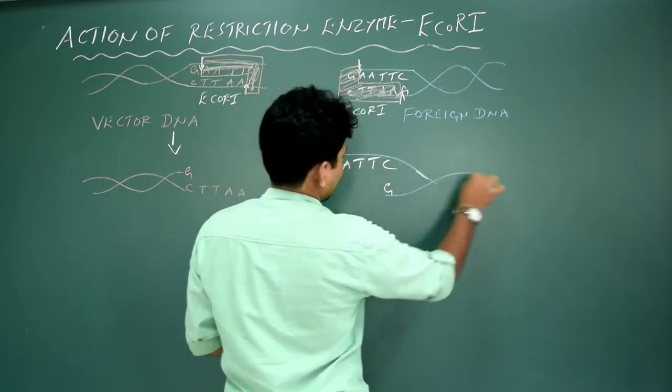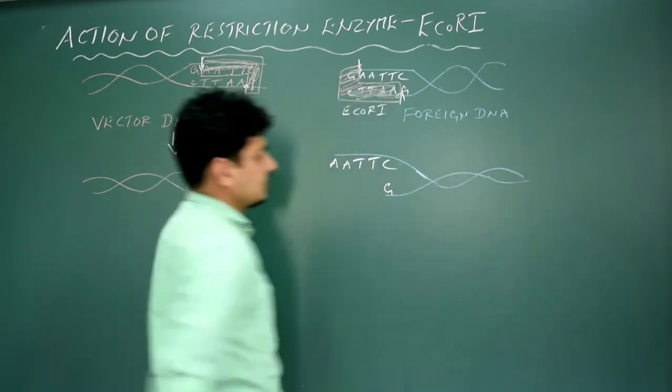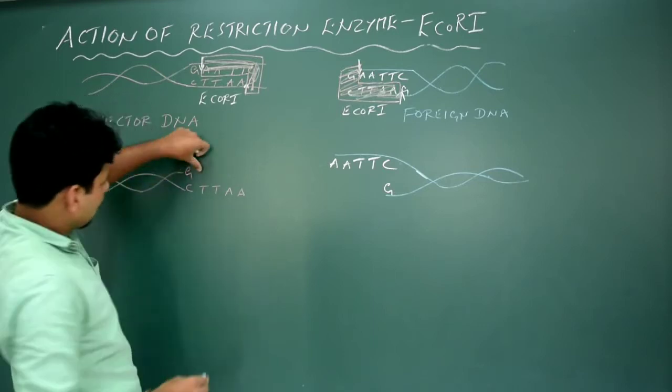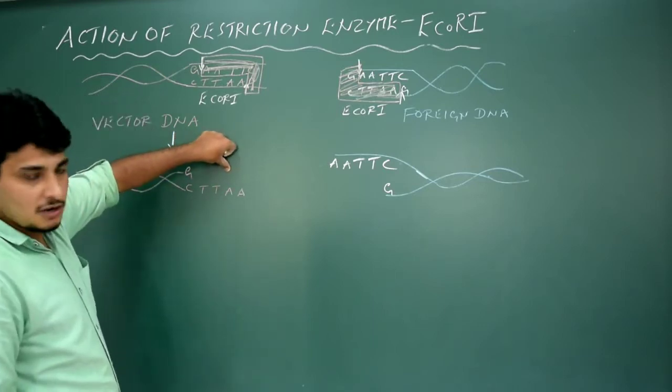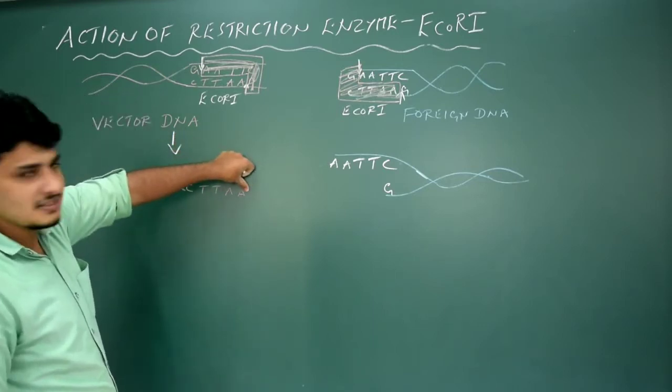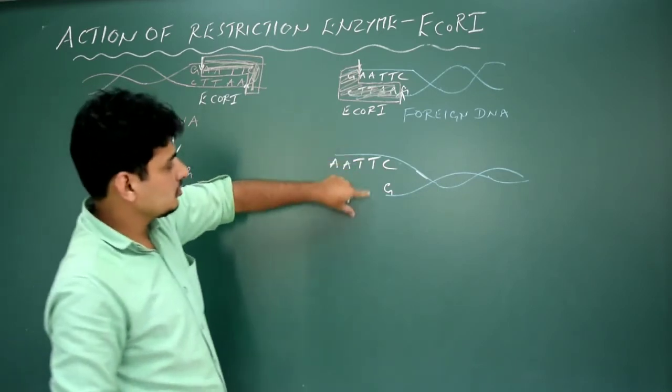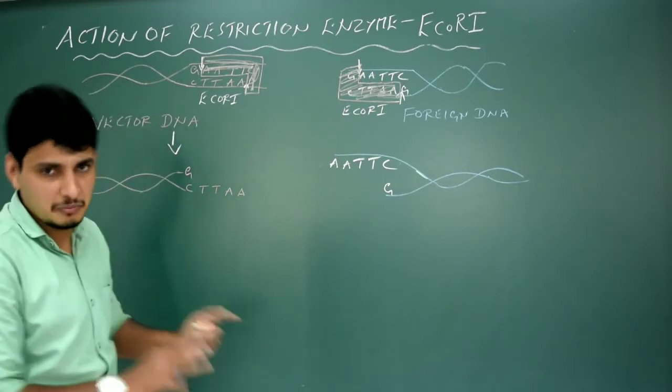Okay, fine. Easy, right? Easy to understand. Done? Okay, now see here. Some sequences are missing on one strand, and here only one sequence, that is one nitrogen base, is missing on the other strand. The same is applicable to this particular foreign DNA.